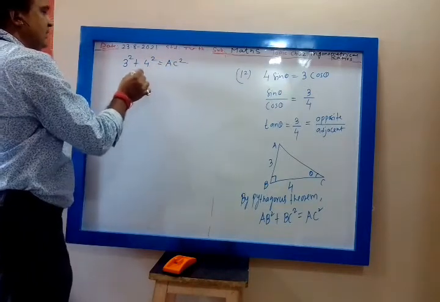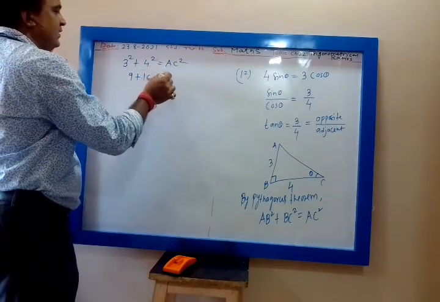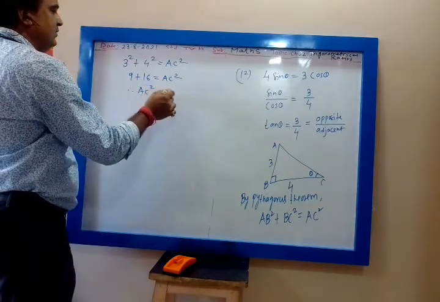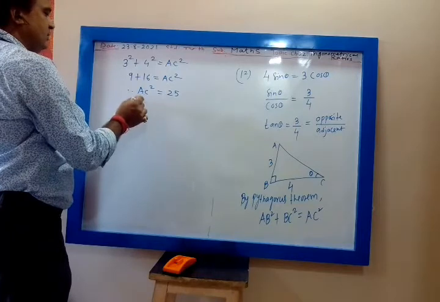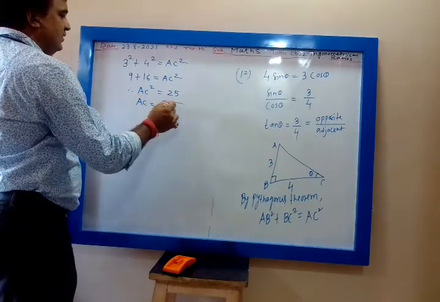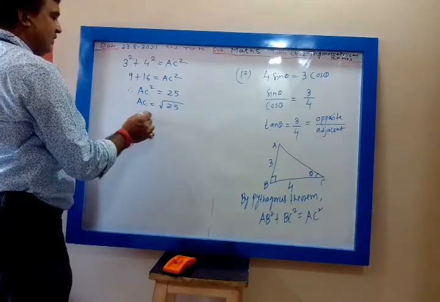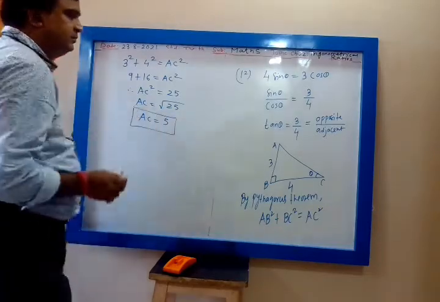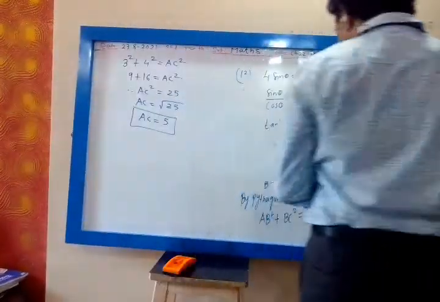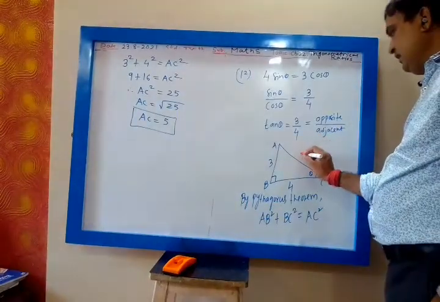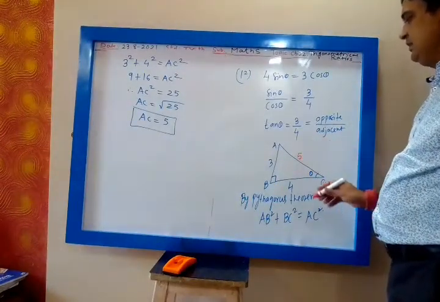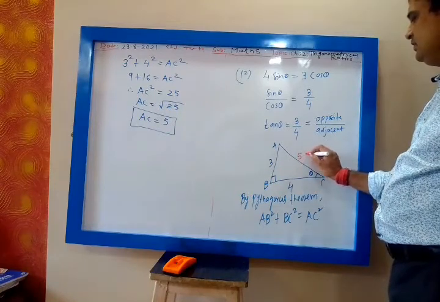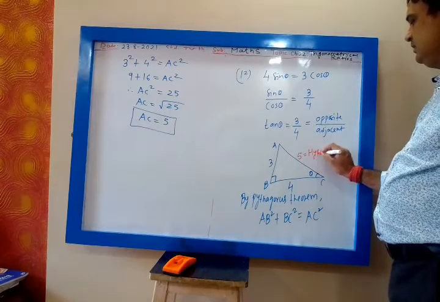So 9 plus 16 is AC square. So AC square is 25. So AC will be root of 25. So AC is 5. This is my 5, which is my hypotenuse. Opposite to 90 degree angle, that is my hypotenuse.